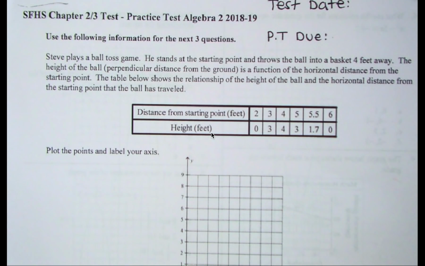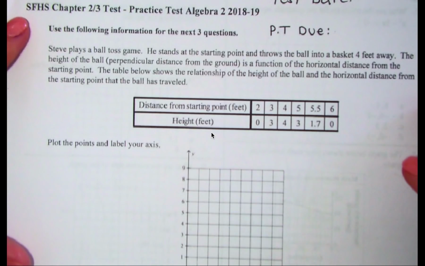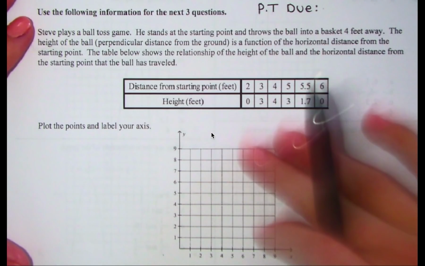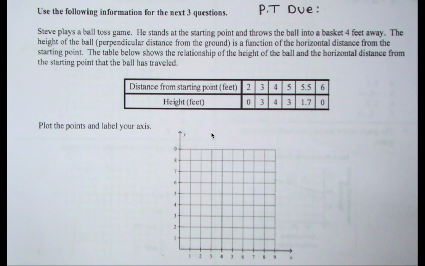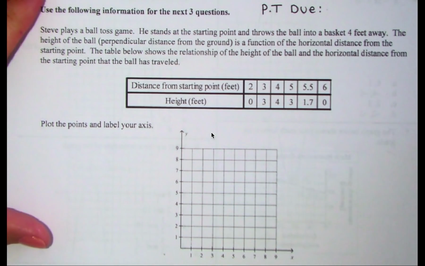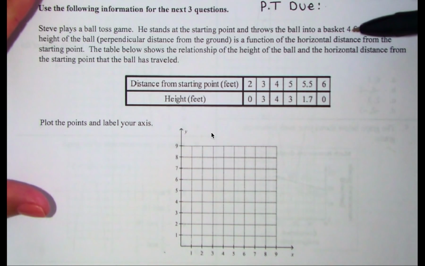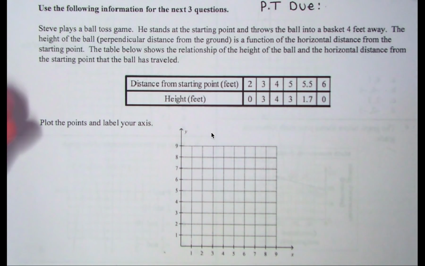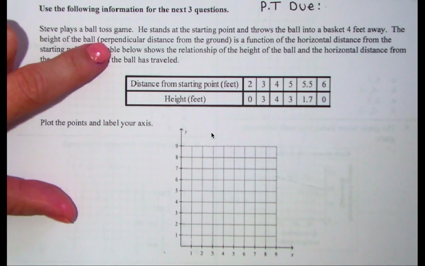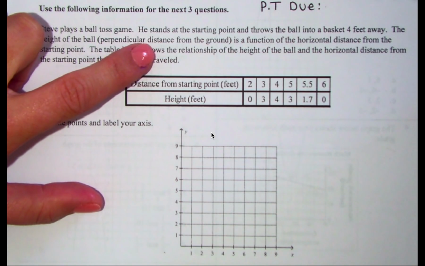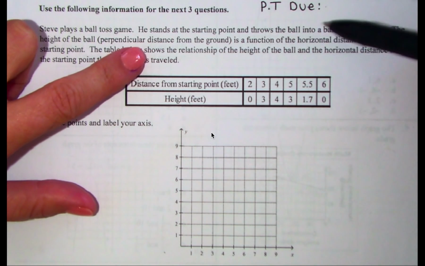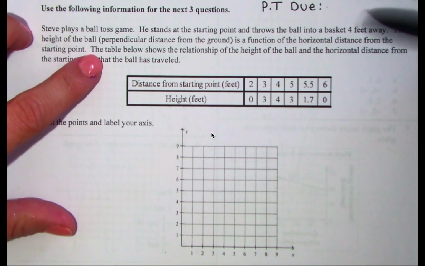Our Chapter 2 and 3 practice test is going to start with this problem, and this information we're going to use for the first three problems. So we have Steve playing a ball toss game. He's at a starting point and throwing a ball 4 feet away into a basket. It says that the height of the ball is the perpendicular distance from the ground. It's a function of the horizontal distance from the starting point.